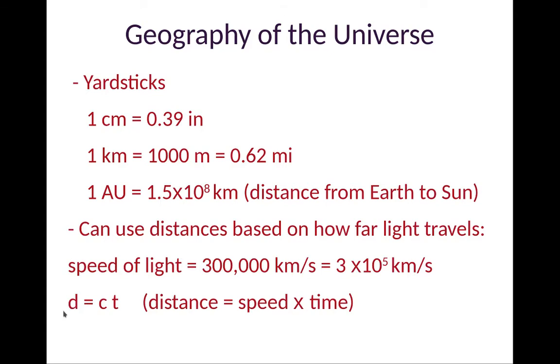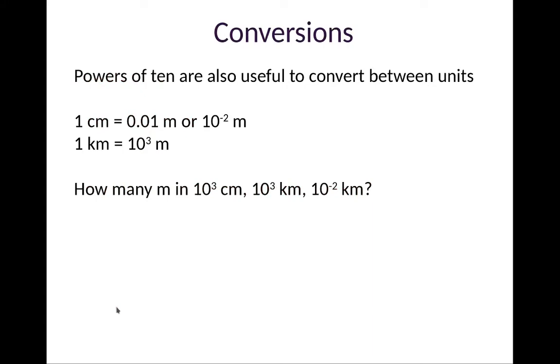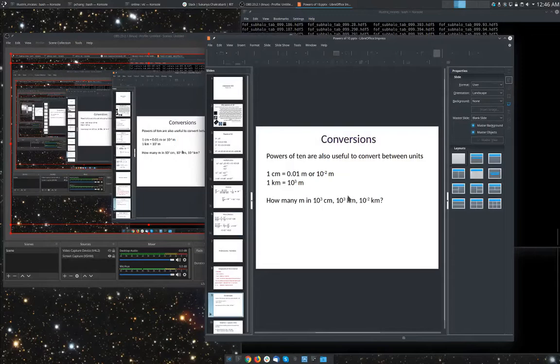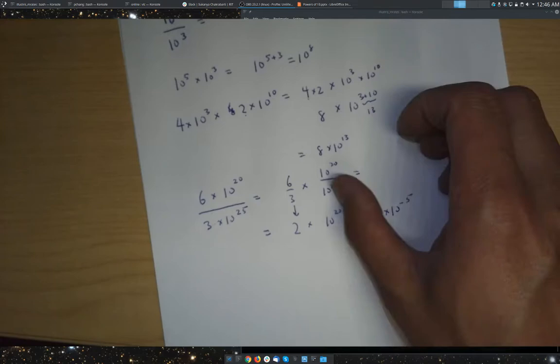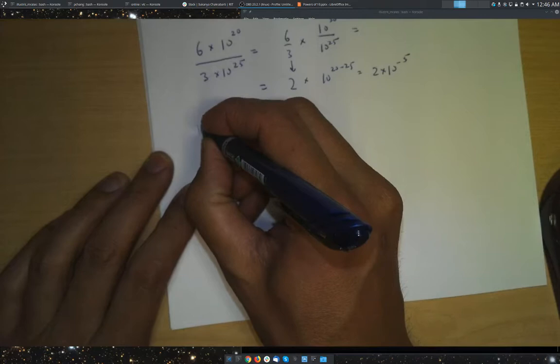Converting between these different units in the metric system becomes extraordinarily simple. As I mentioned before, a centimeter is 1/100th of a meter, 0.01 meters, or 10 to the minus 2 meters. A kilometer is 10 to the 3 meters. So you can ask how many meters are in 10 to the 3 centimeters, 10 to the 3 kilometers, or 10 to the minus 2 kilometers. Let's go to the videotape and take a look at this really quickly. We want to ask ourselves how many meters, whoops, wrong pen.